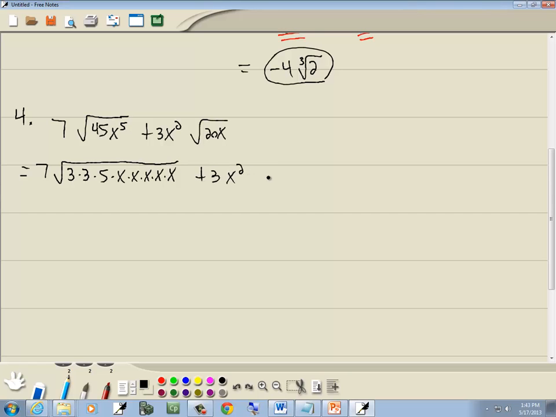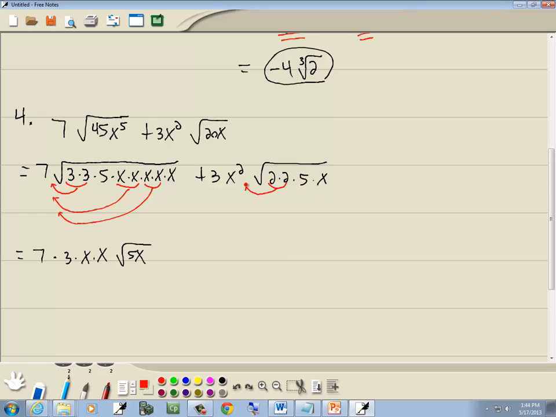And plus 3x squared, square root of 20, 2 times 2 times 5 times x. Now remember, this is a square root because there's no number in the index slot here. With the square root, we're looking for a pair of somethings. Here's a pair of 3's, that's going to come out as a single 3. Here's a pair of x's, that'll come out as a single x. And here's another pair of x's, that'll also come out as a single x. So we're going to have 7 times 3 times x times x, and we're left with a 5 and an x inside. Now our other radical over here, we've got a pair of 2's. The pair of 2's is going to come out in front. So we've got plus 3x squared times 2, and we're left with a 5 and an x inside.